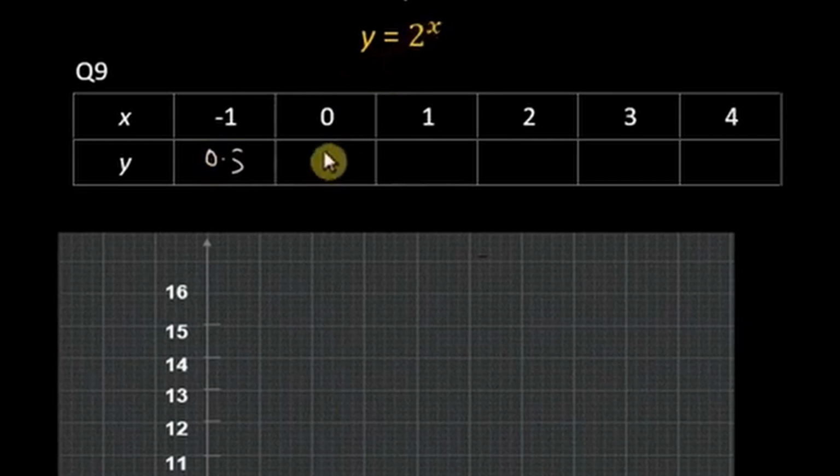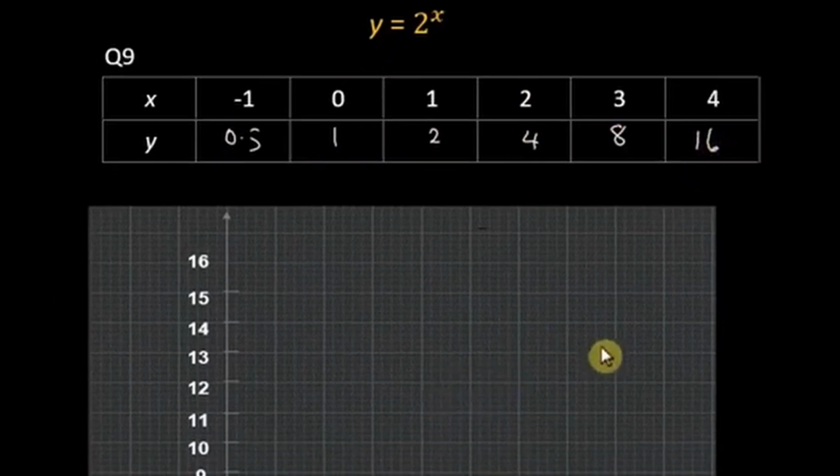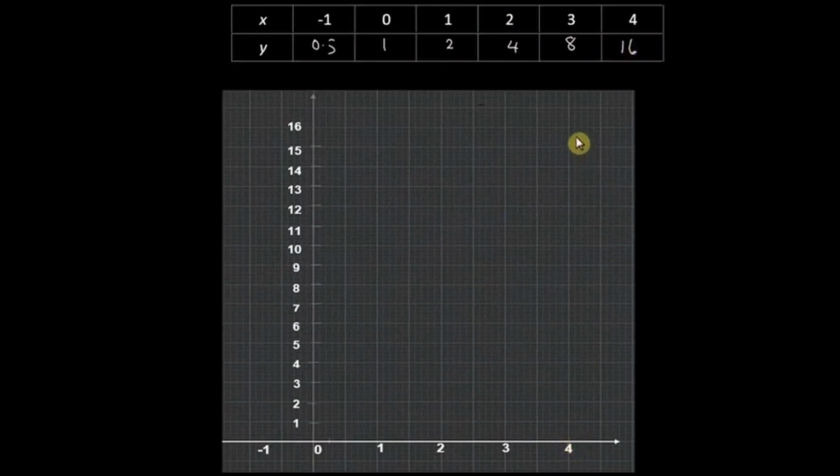2 to the power of 0 is equal to 1. 2 squared is equal to 4. 8, 16. So go ahead and plot these values. So here's the first point. 3 corresponds to 8. 2, 4. 1 corresponds to 2. 0 to 1. And negative 1 to a half. We now connect these points.